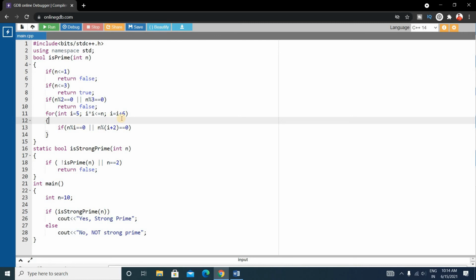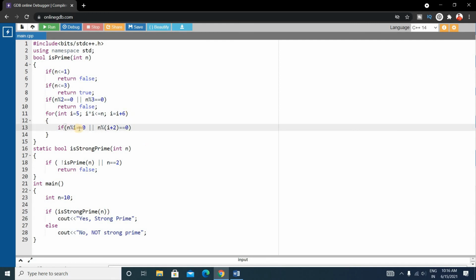So why 6? If you write here 5 plus 6, that is 11, and 11 is a prime number. So here i + 2 equals 7. First here is 5 and then 7, and the next odd number is 9. 9 is not a prime number, because 9 is divisible by 3, so we will not check for this. The next odd number is 11, so i + 6, which is 11.